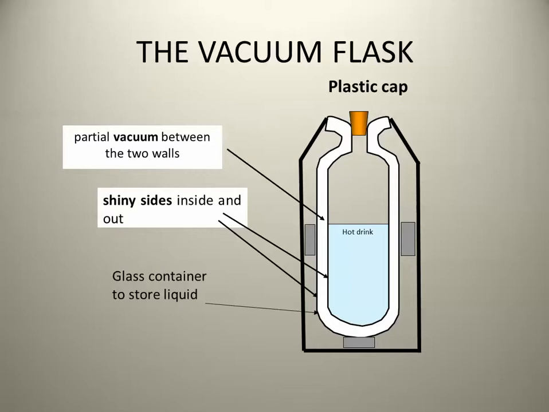If you look at the picture, it's giving us 4 key areas. There's a plastic cap or plastic lid. There's a partial vacuum between 2 walls, which could be either glass or metal. Those walls have shiny reflective surfaces both inside and outside. And although this one has a glass container to store the liquid in, as said earlier, that container could equally well be metal. So we would have to discuss this.